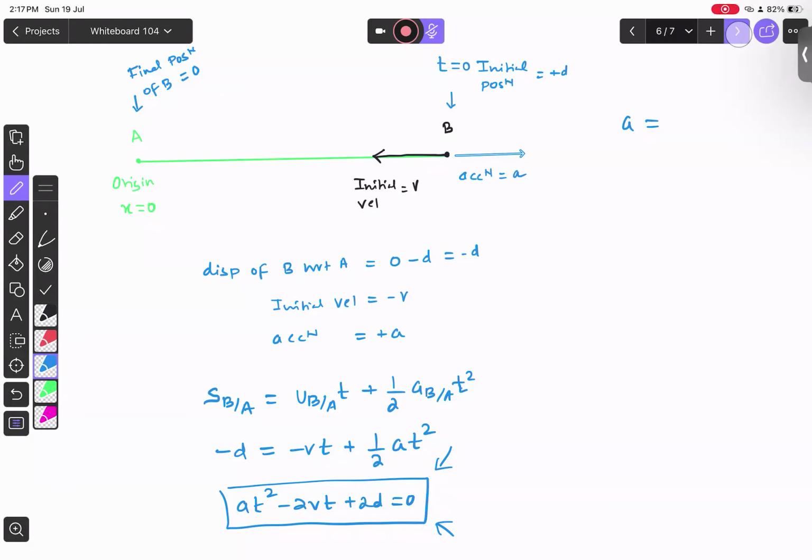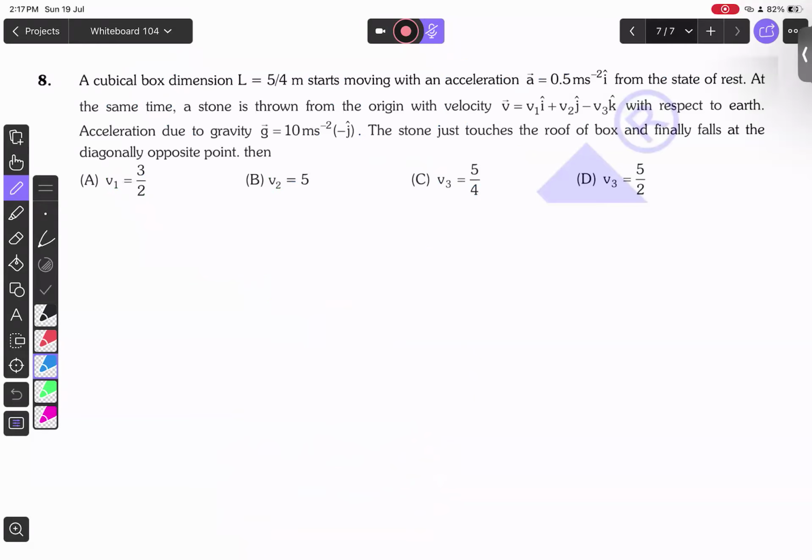Okay, now everyone solve this question. Same way here, we have a box which is starting to move, so it is told the initial velocity of the box is 0. I'm not drawing the figure because who will draw my 3D figure? Let's see whether we can solve it without drawing anything. The acceleration of the box given to us is 0.5 units in the I cap direction.